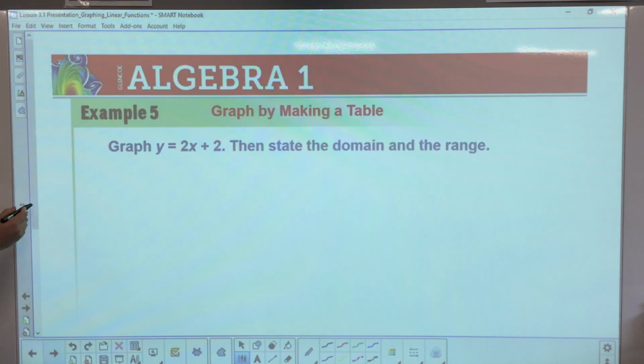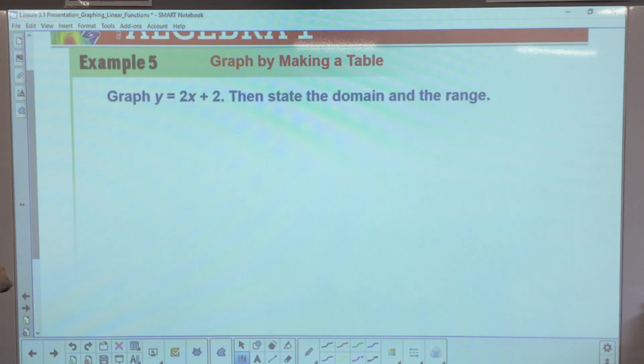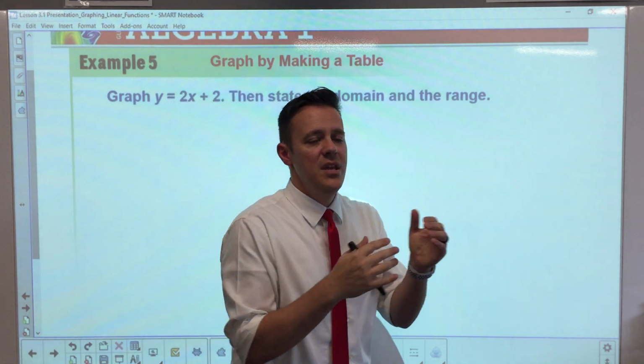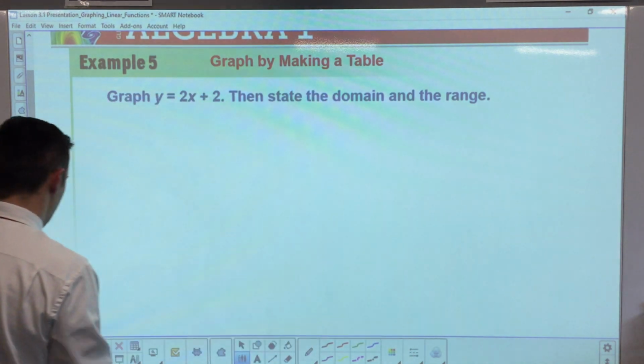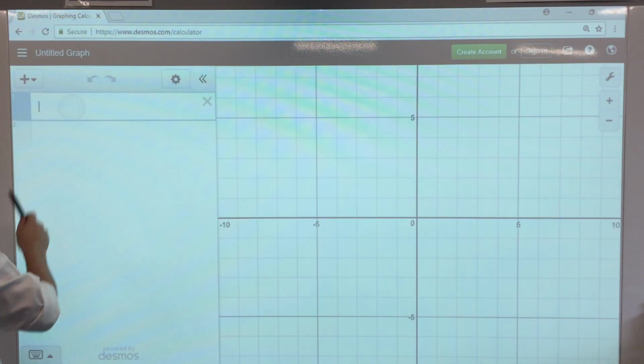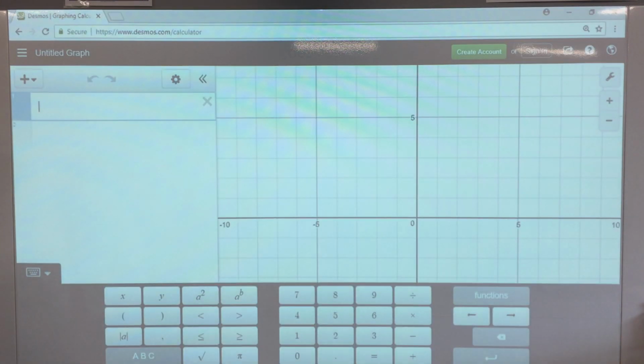Okay, next, graph y equals 2x plus 2. Then state the domain and range. So now we're going to move into a graphing calculator. What I want you guys to do at home, unless you have one, is just pull up Desmos. Okay, I already have it pulled up.